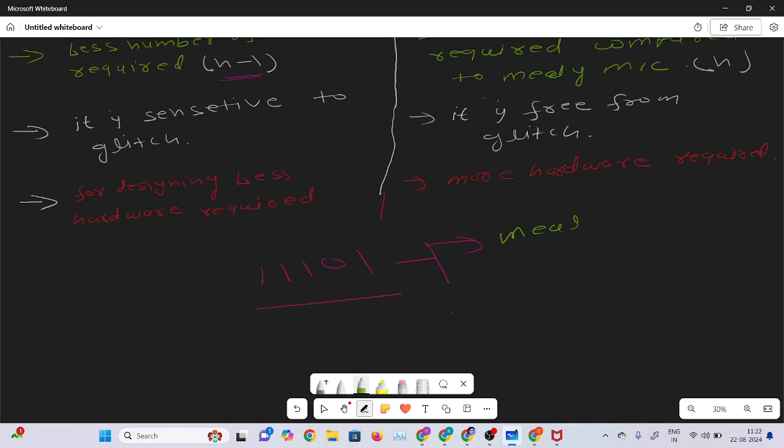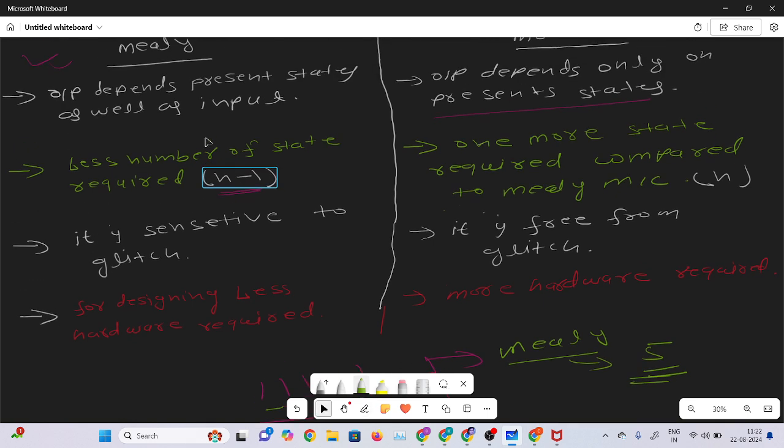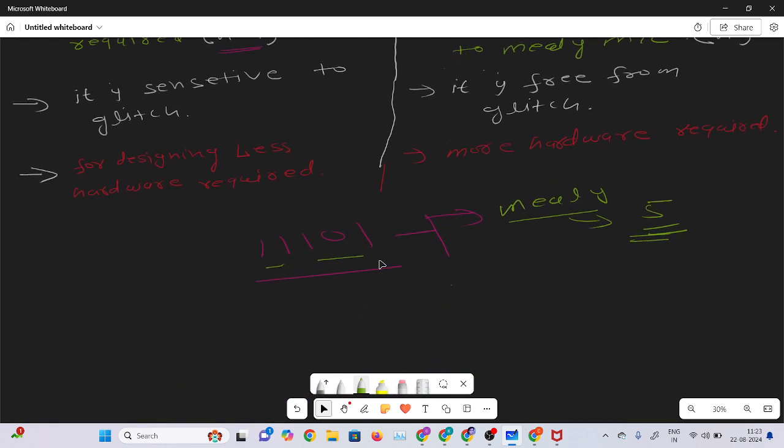If I detect this sequence with the help of the Mealy machine, we need only 5 states, because only as many states as the number of bits are needed. Here 5 bits are there, so only 5 states are required. That's why in the Mealy machine, fewer states are required, but in the Moore machine, one more state is required compared to the Mealy machine.